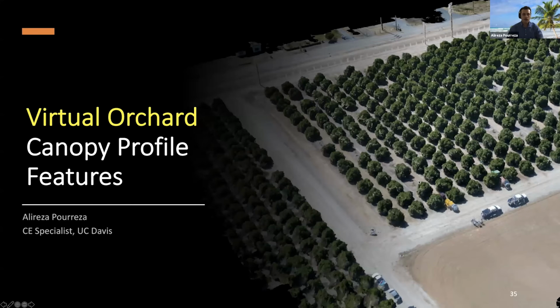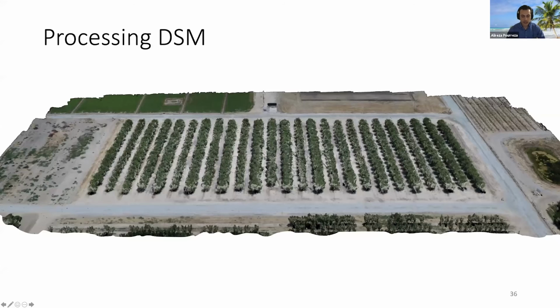So now I'm going to talk a little bit about step 3 towards step 4 of the pipeline. I talked a little bit about the virtual orchard and what kind of geometric features we can extract, and I'm going to discuss that a little bit here. So this is a 3D model of an almond orchard generated by the photogrammetry technique.